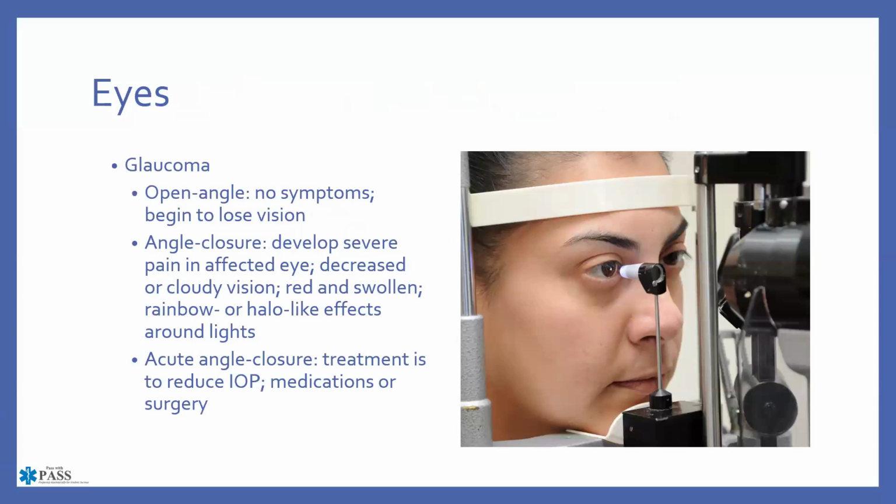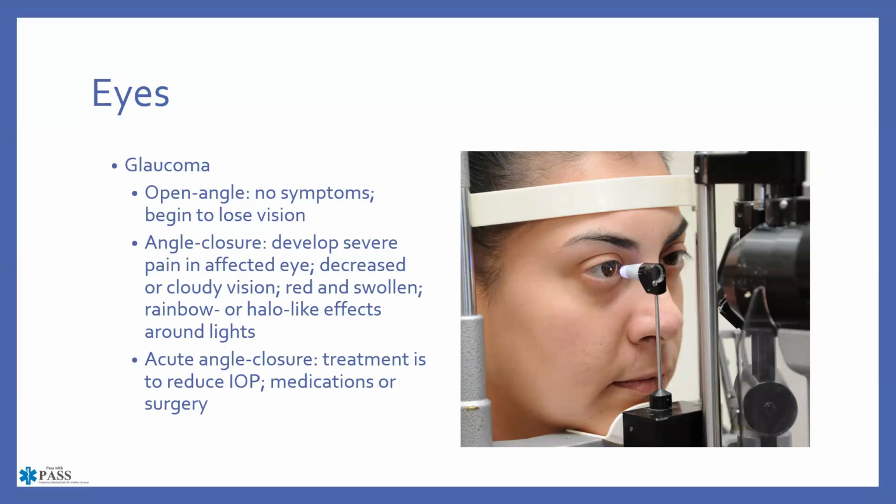This machine should look somewhat familiar to you if you've ever had an eye exam. With open angle, a lot of times there's no symptoms, but they begin to lose vision. That's when they're going to end up seeking treatment. Like I already told you, they may not realize that they're having this issue because it's come on gradually, and they don't really have anything to compare it to.